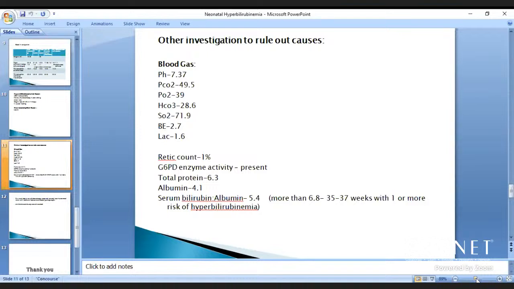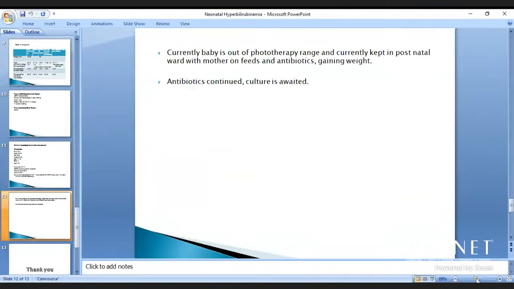According to new guidelines, if it is more than 6.8, then we have to do exchange transfusion. But in our case, it is 5.4. So we continued with the phototherapy. Currently, baby is out of phototherapy range and kept in a postnatal ward with the mother on feeds and antibiotics, gaining weight currently, and antibiotic is continued currently. Our culture report is awaited.